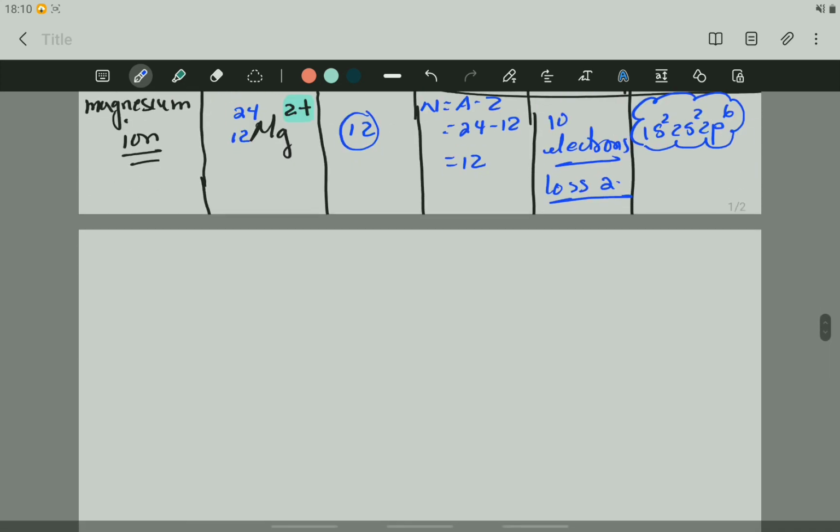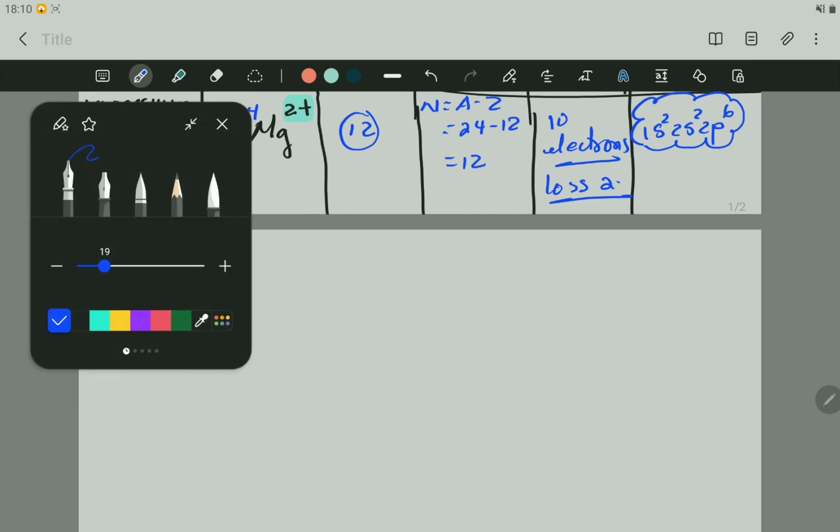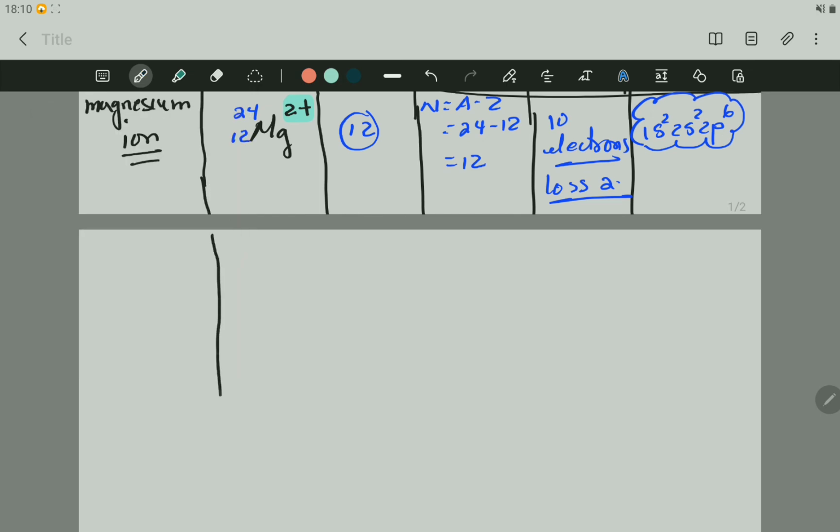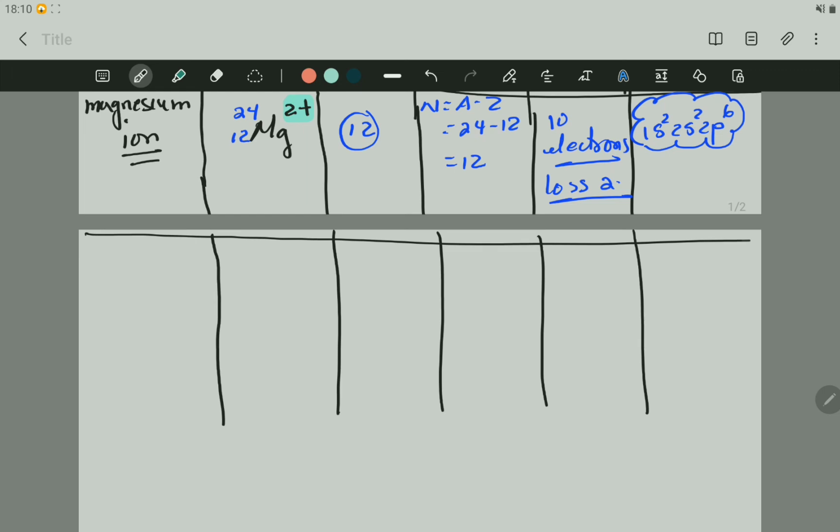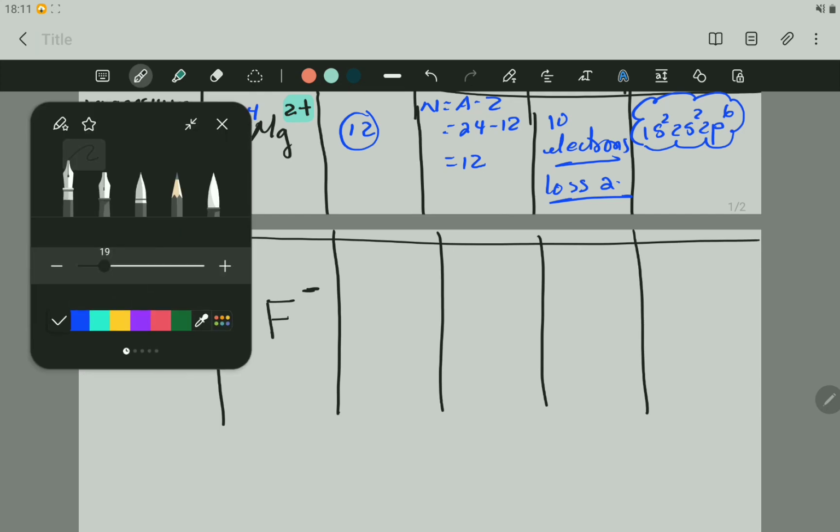Let's do one more. Let's do now, for example, fluoride ion. Now, fluoride ion is also one that you know. You worked at the beginning of the year on that one. So this one is fluoride ion. Now the symbol for fluoride ion is F minus. Okay, it's F minus.